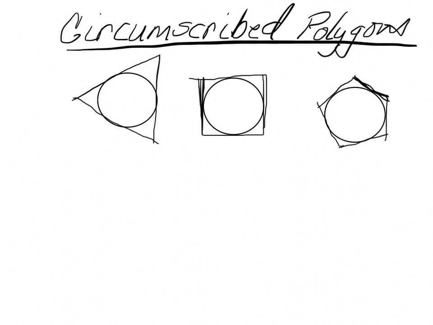Now, the key characteristic of a circumscribed polygon is that each side is going to be tangent. Now, my drawings are a little rough here, but the general feeling is that I was trying to make them touch at only one point and be tangent. And so you can see that a triangle, because it has three sides, is going to be tangent in three spots. A square, because it has four sides, is going to be tangent in four spots. And a pentagon with five sides, tangent in five spots, etc., etc.